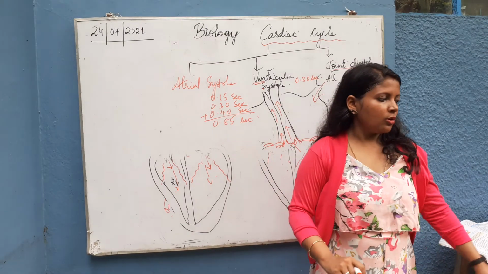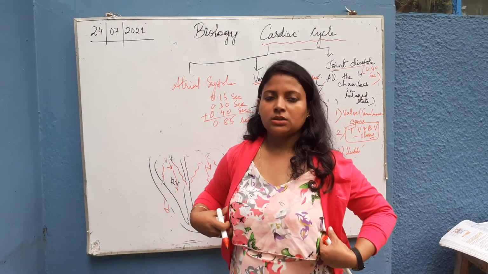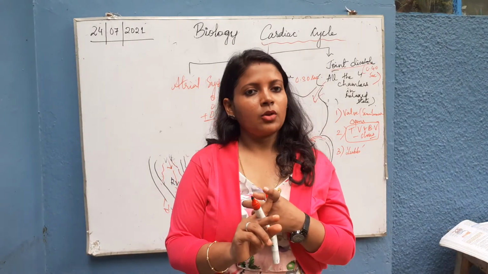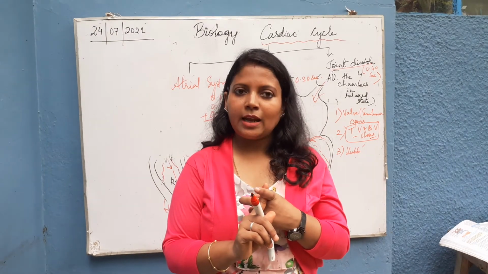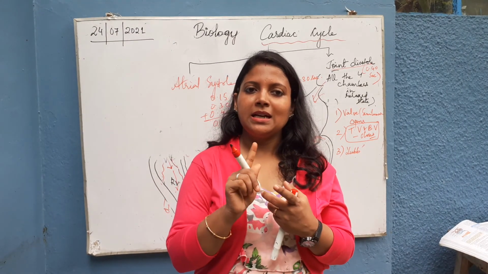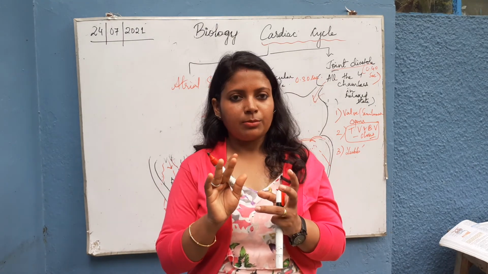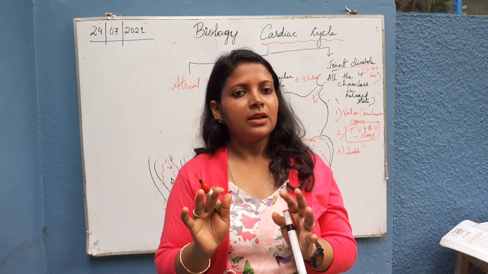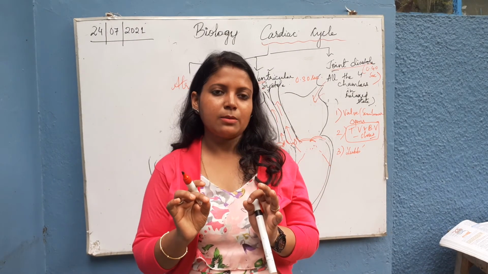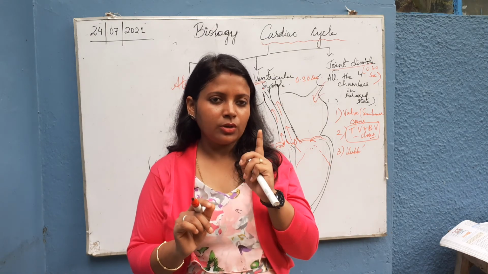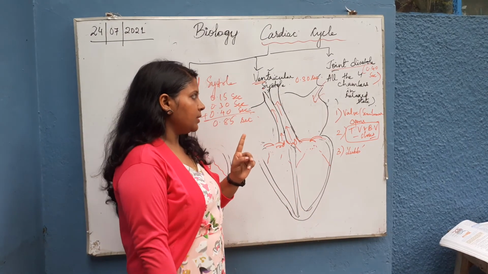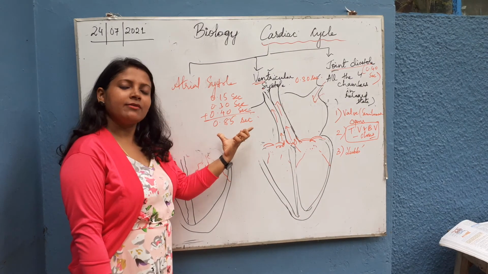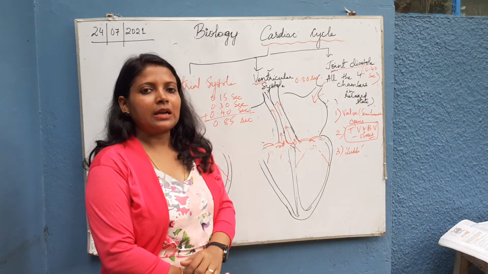Okay. So as you all know, the human heart pumps blood. And the heartbeat per minute is 70 to 75 beats. 72 is normal, but the normal range is 72 to 75 heartbeats per minute. So for one heartbeat, the total time taken is 0.85 seconds. So this is all about the cardiac cycle.